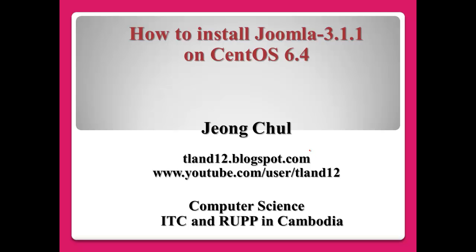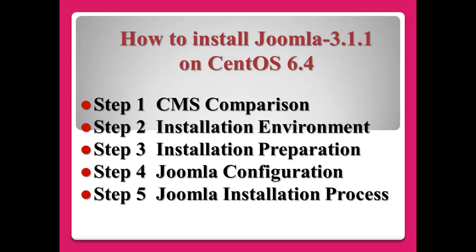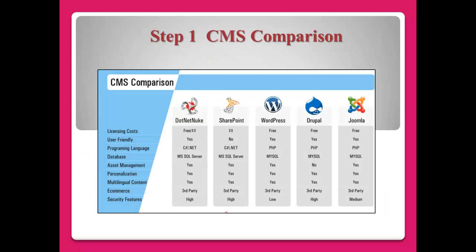Today I will show you how to install Joomla 3.1.1 on CentOS 6.4. In this video, there are 5 steps to show the whole process of installing Joomla. Step 1, the CMS comparison, and step 2, installation environment. Step 3, installation preparation and Joomla configuration. And the last step will be the Joomla installation process.